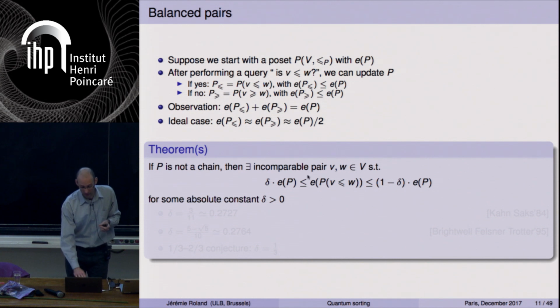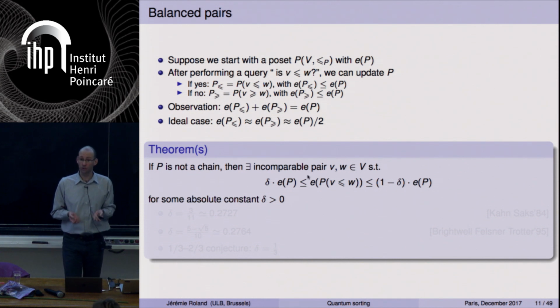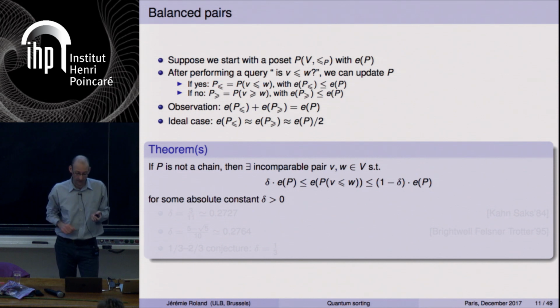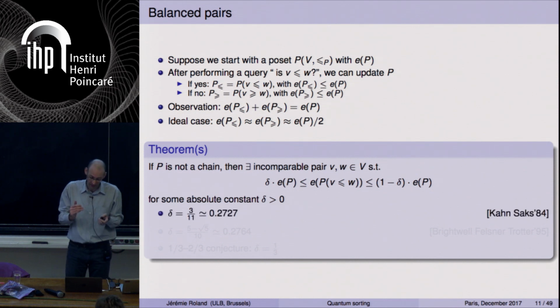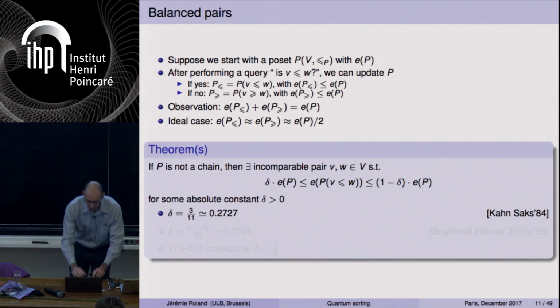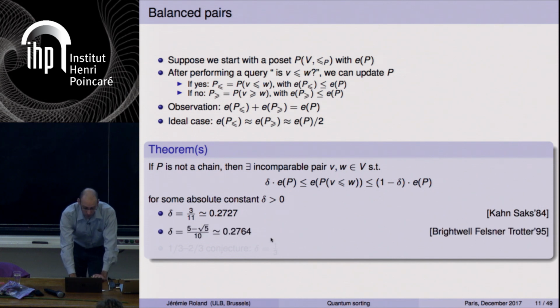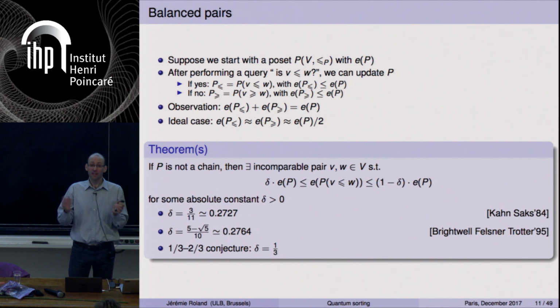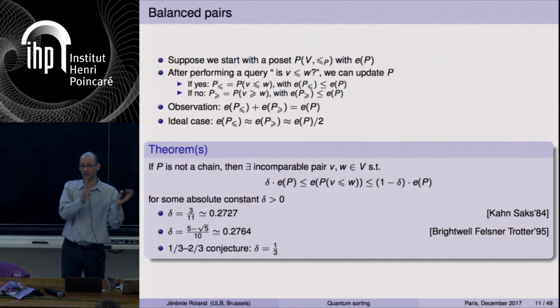You cannot get this with delta equals 1/2, but you can get this with delta being a constant, which is already good enough. So this was proved for some absolute constant delta, and over time this constant delta has been improved. Of course, we would like to get as close as possible to 1/2. It was originally proved with delta equal to 3/11 by Kahn and Saks in 84. Then it was slightly improved in 95. And actually there's a conjecture that the optimal is delta equals 1/3. This is called the 1/3, 2/3 conjecture. So you cannot get to 1/2, but each time you would have a separation of 1/3 on one side and 2/3 on the other side, which is already quite good.